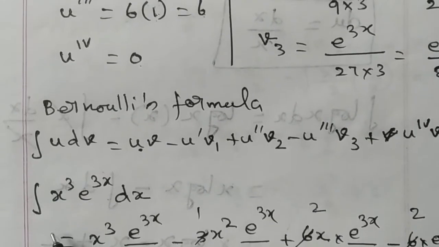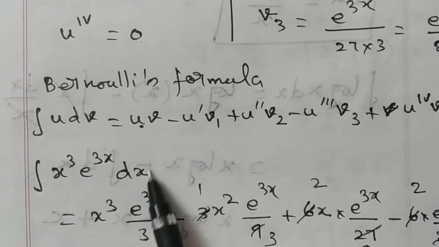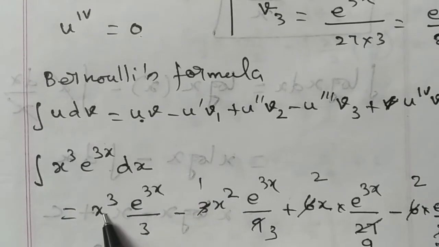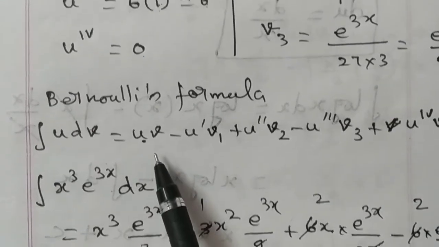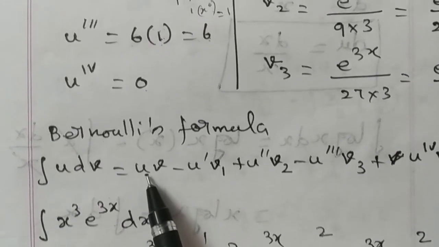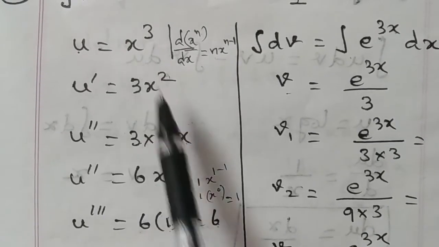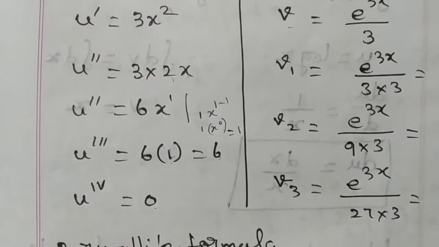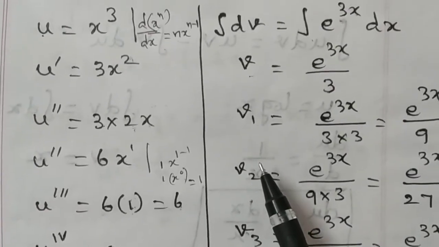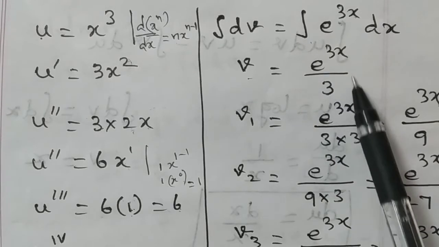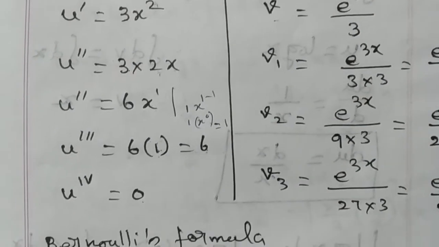So integral x cube into e power 3x into dx equals, so what is the u value? U equal to x cube. And what is the v value here? V equal to e power 3x by 3. We have already found these values. So substitute these values in Bernoulli's formula.